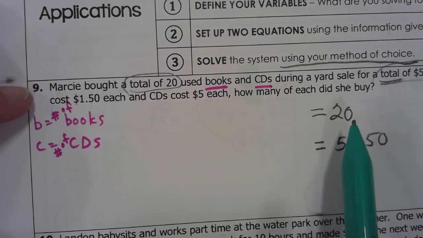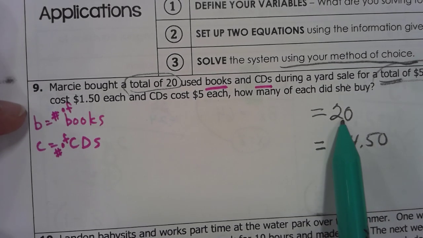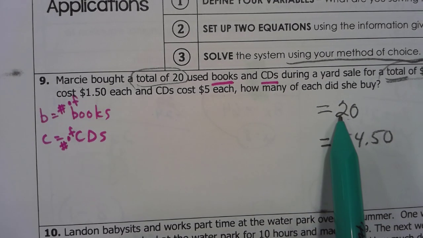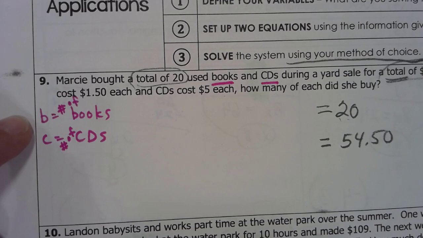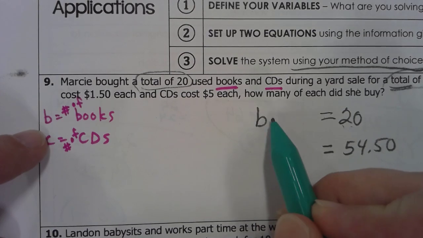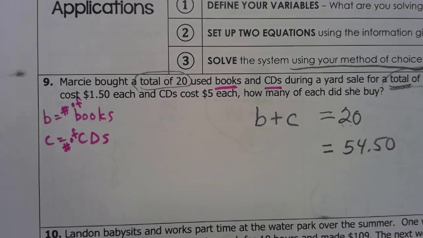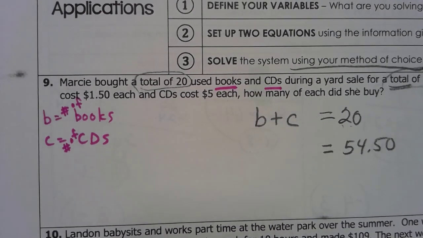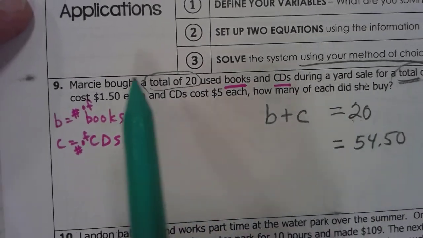All right. So if she bought 20 things, how could I write that? She bought 20 items. 20, did she get all books? No. B plus. Did she get some of each? So what are we going to add to these two things? B plus C. We're going to add them together. So she got some books, and she got some CDs, and she added them together, and they need to make 20. Does that make sense? Okay, so we're done with this part.